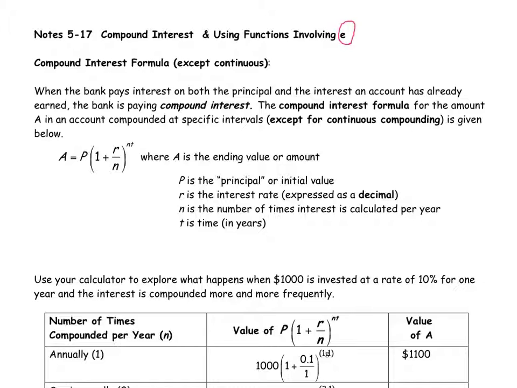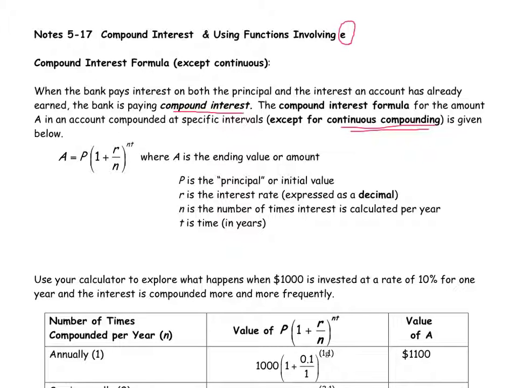Okay, so first we're going to look at a compound interest formula, and this is used except for when it says compounded continuously. When the bank pays interest on both the principal and the interest an account has already earned, the bank is paying compound interest. The compound interest formula for the amount A in an account compounded at specific intervals applies except for continuous compounding. If it says that it is continuously compounded, then we're going to use a different formula.